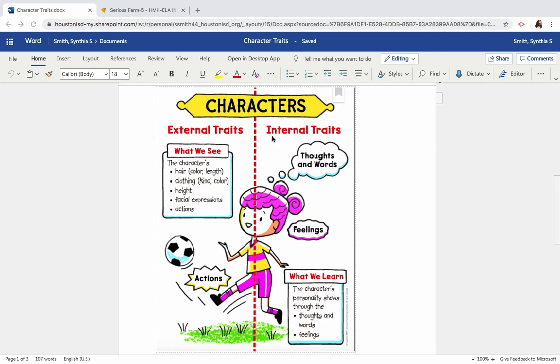Okay, so external character traits, what's on the outside, what can we see with our eyes, and internal character traits, what is on the inside, what's their personality based on their thoughts, words, and feelings.